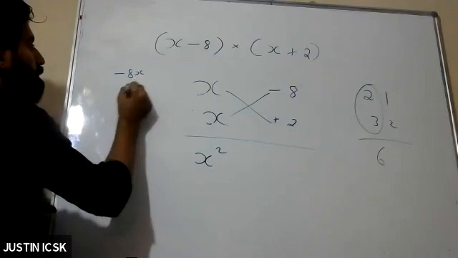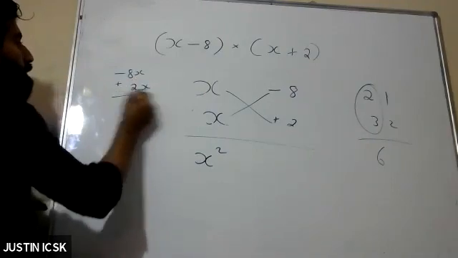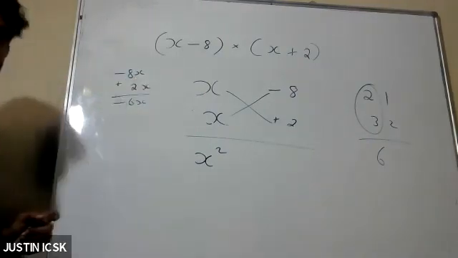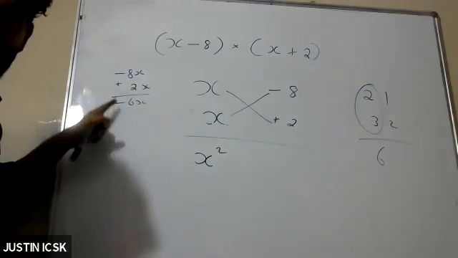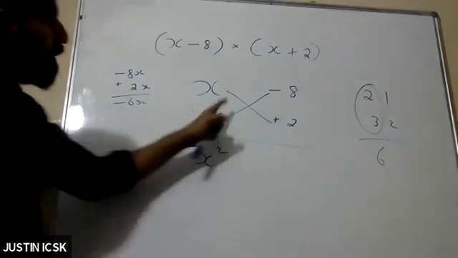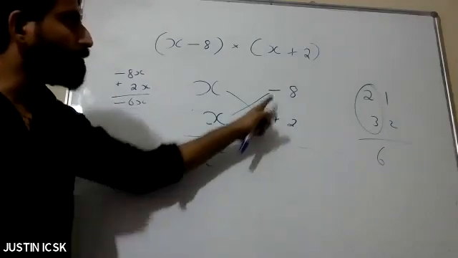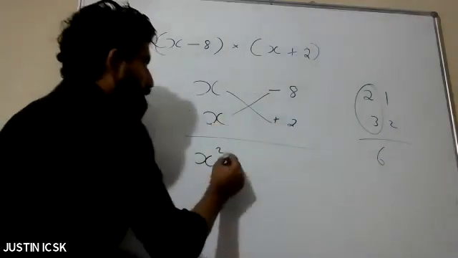Minus 8x and plus 2x, right? So minus 8 and plus 2 is minus 6. You will get minus 6. You can check here: minus 8 and plus 2, you will get minus 6. So minus 6x.